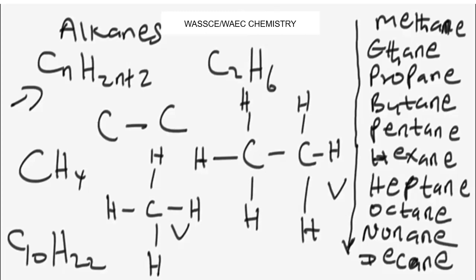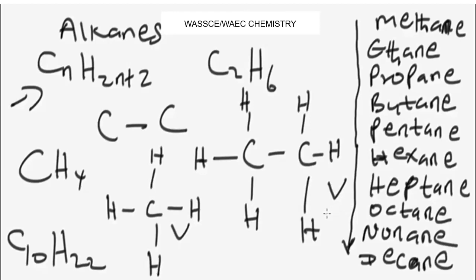Also know that the shorter the carbon chain, the more flammable, that's easier to ignite, the hydrocarbon will be. So basically, with this series we have here, you can say that methane is the most flammable hydrocarbon, or the most flammable member of the alkane family. So decane is the least flammable. As you move down the series, the less flammable the hydrocarbon will be. So that's basically what you have to know about the properties of members of the alkane family.